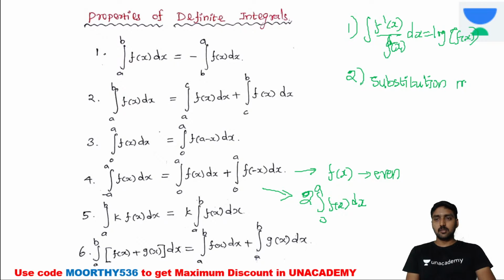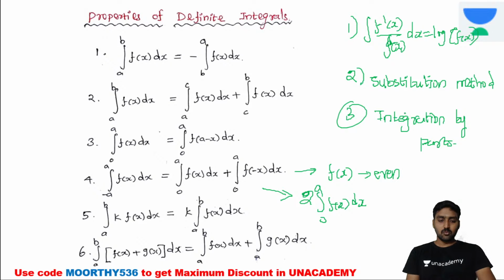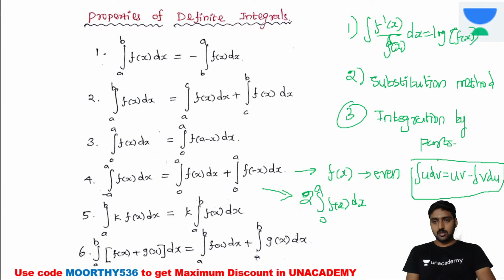Substitution method, second method, right? Third method, integration by parts. Whenever the given two functions depend upon the variable x or y variable, the given variable, it belongs to the integration by parts. For the integration by parts, integral of u dv is equal to uv minus integral of v du. It's the formula for the integration by parts, right?